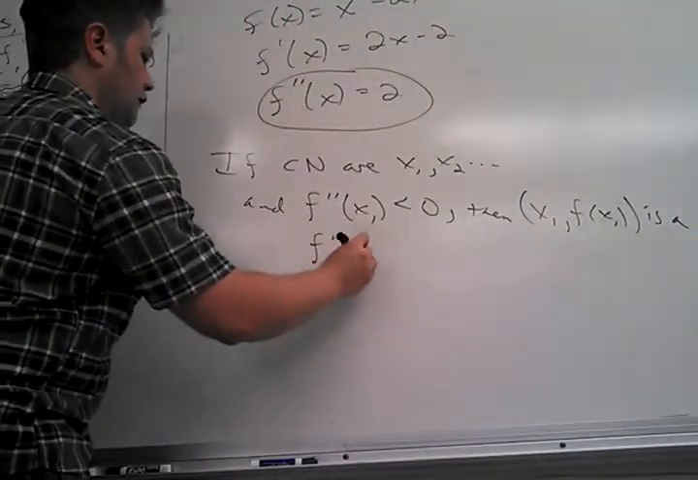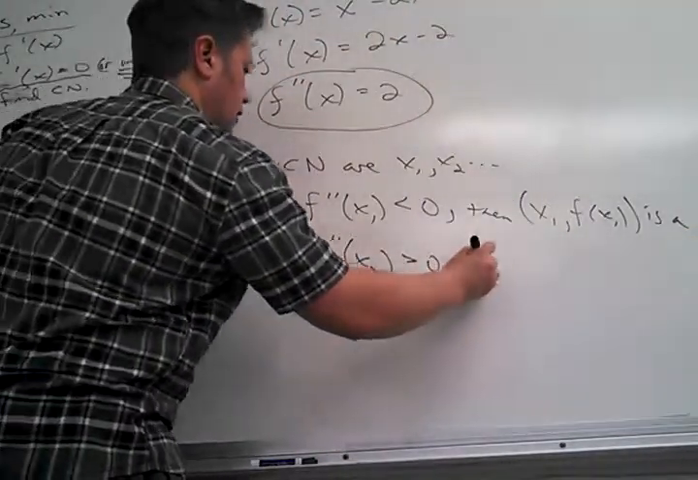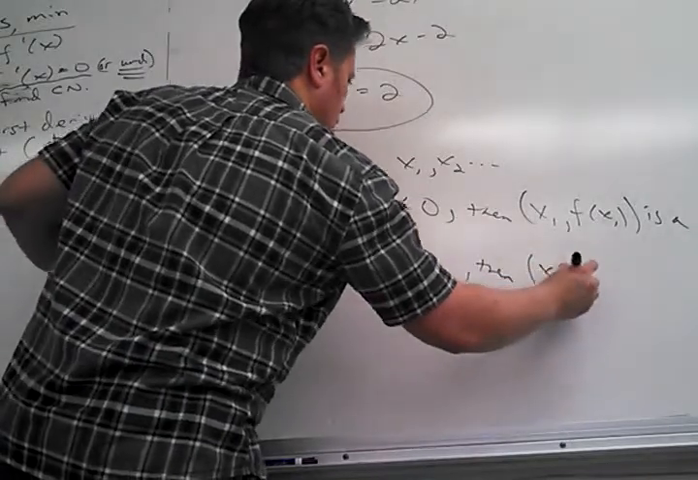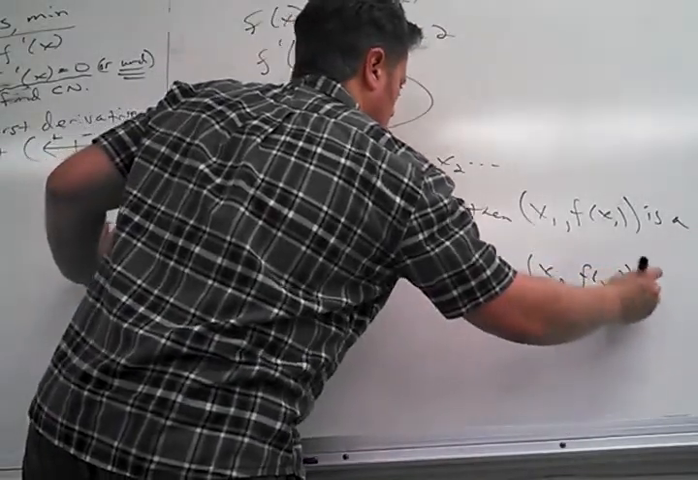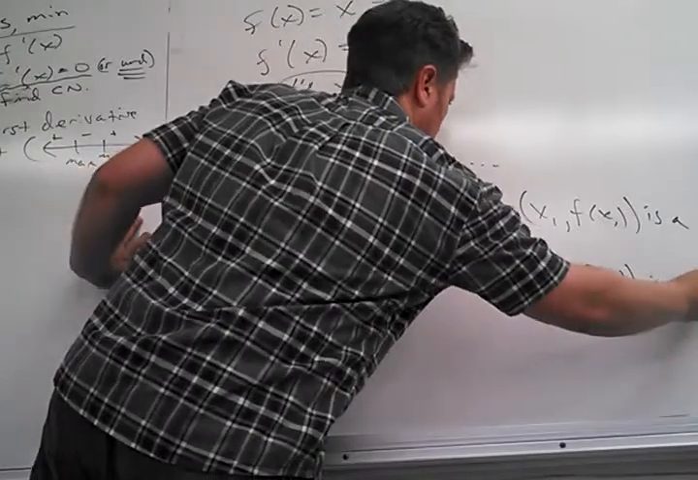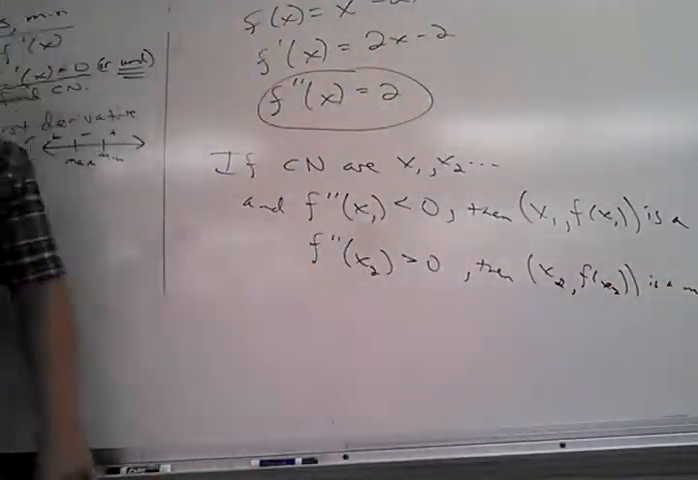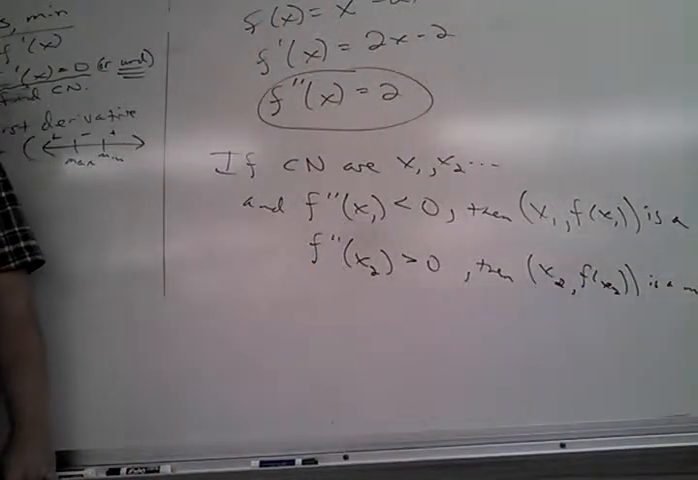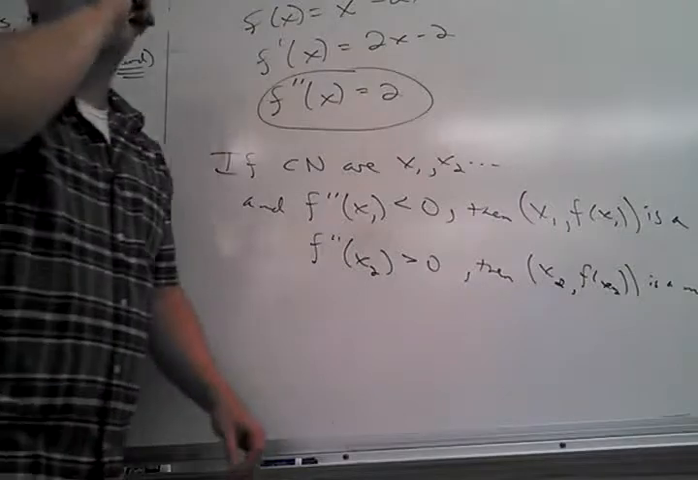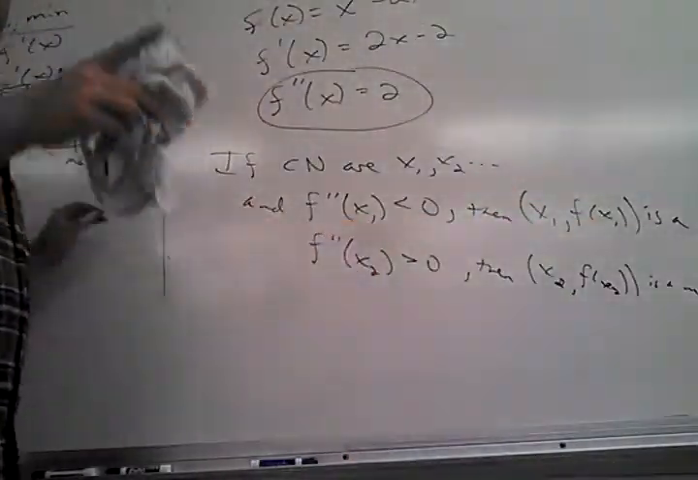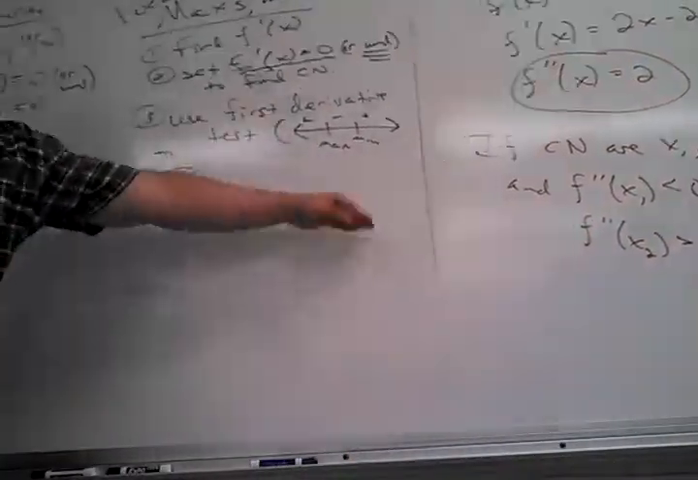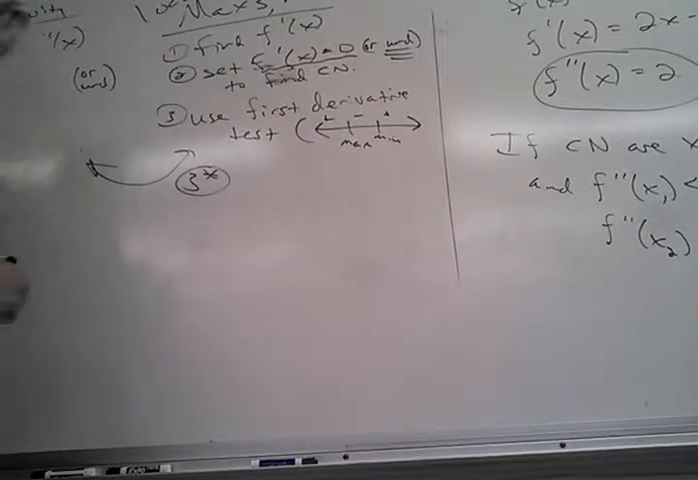And if f double prime of x2 is greater than 0, then f of x2 must be a local min. When you have a variable in your double prime, you're going to evaluate your concavity based on the critical number itself. Based on critical numbers for the first derivative, then? Exactly, I like it.